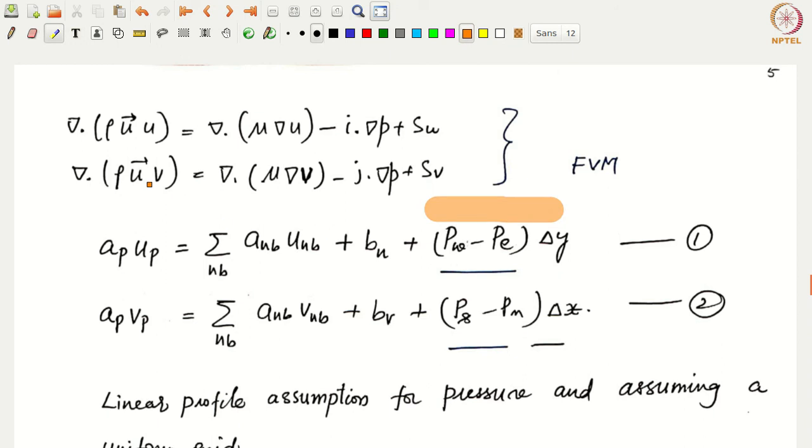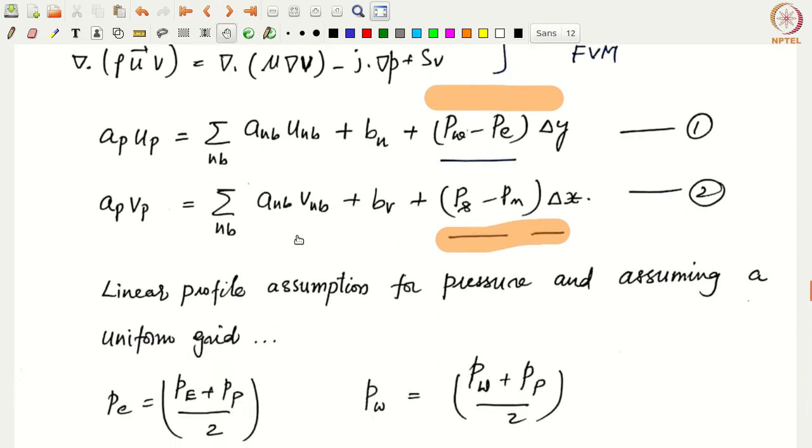Similarly, the y momentum equation can be written in the discrete counterpart as AP vP equals sigma anb vnb plus bv coming from the source term, plus for the pressure gradient we get Ps minus Pn times delta x. Now remember that these are evaluated on the faces, so these are the face values.